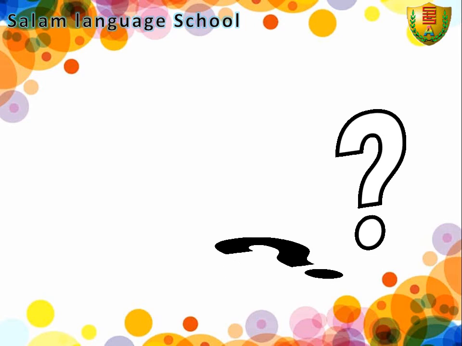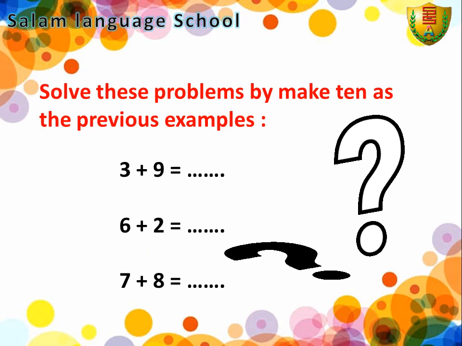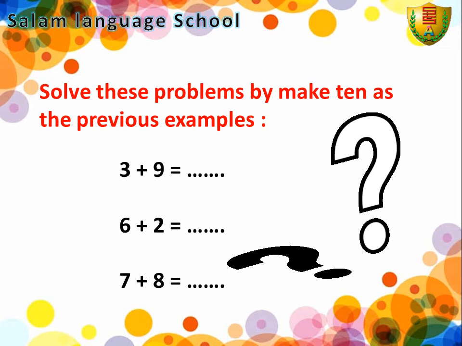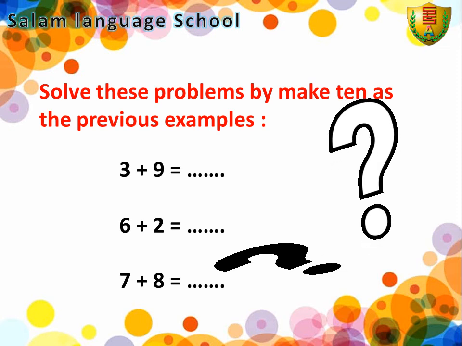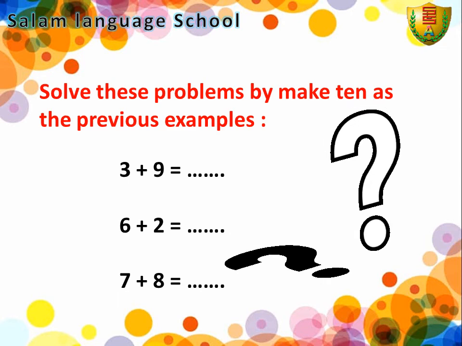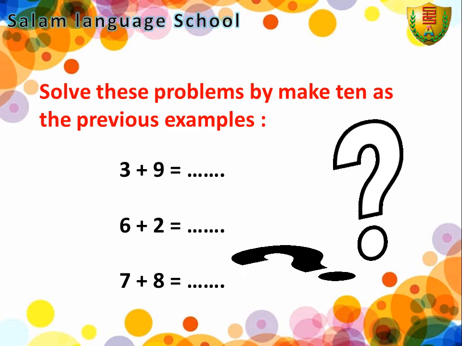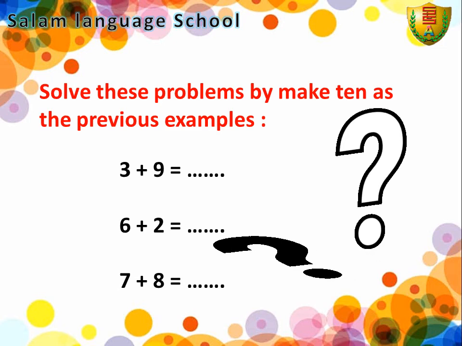It's challenge time. Think mentally. 3 plus 9. We move 1 from the 3 to give it to 9 to become 10 and the remainder is 2. The answer is 12. Complete 6 plus 2 and 7 plus 8 by yourself.